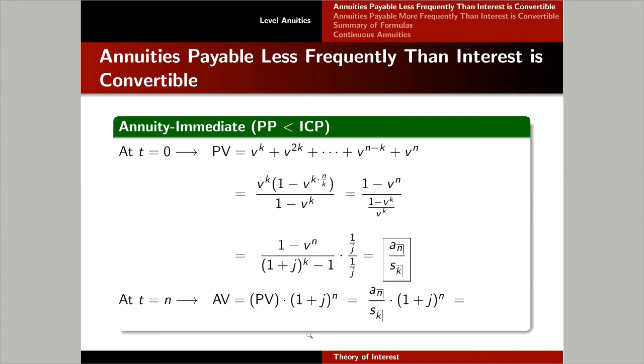Okay? That's it. And what is A angle N times 1 plus J raised to N? It's like a basic annuity immediate. Do you recall? A basic annuity immediate. You have to carry this to time N. So that is exactly your S angle N. That's why you have this, for the accumulated value of an annuity immediate where PP is less than ICP.